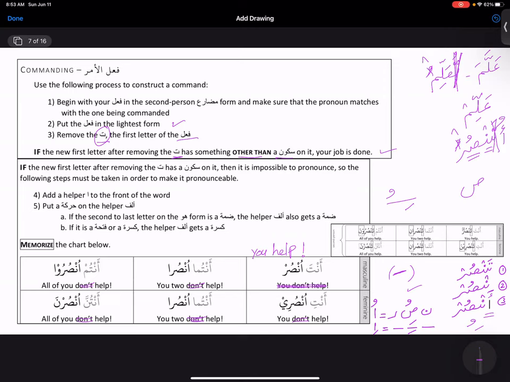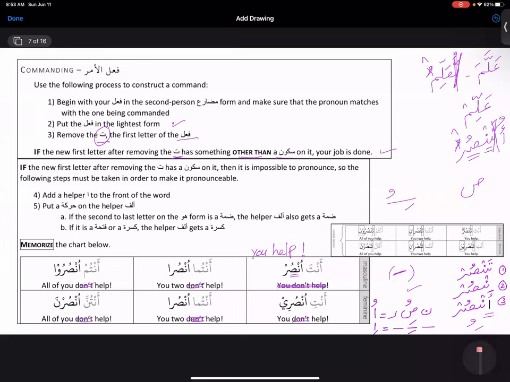Either it's going to be Dhamma or Kasra, and even though the middle root letter, let's say, we will see some examples in the next slides, even though there is going to be a Fatha on the middle root letter, in that case, if it is Fatha, I'm gonna give a Kasra to my helper Alif. And soon it will be clear when we will see more examples.